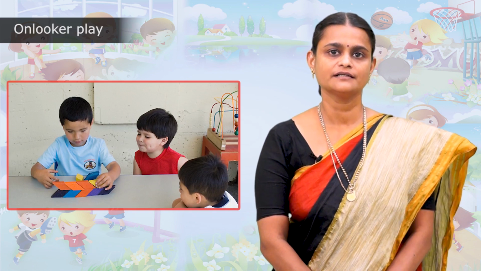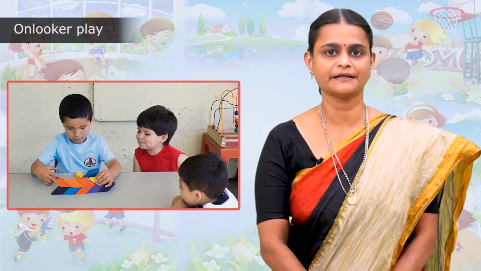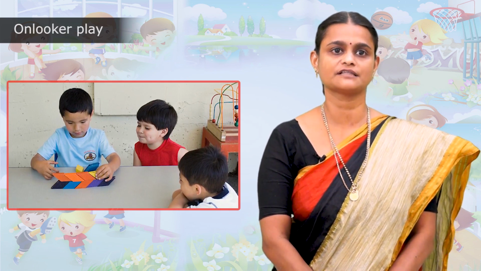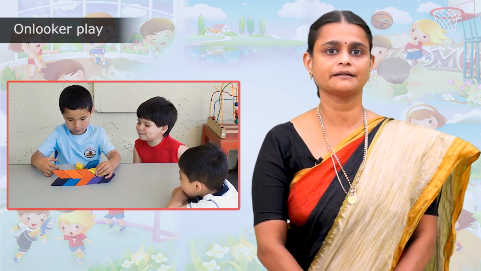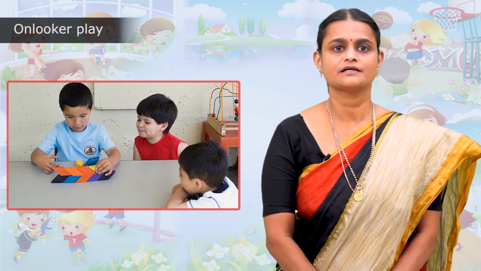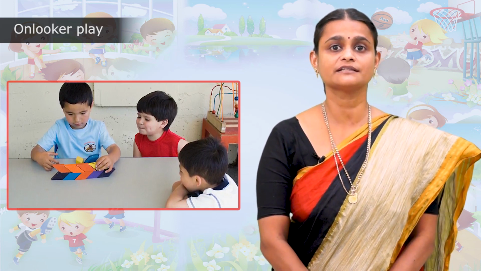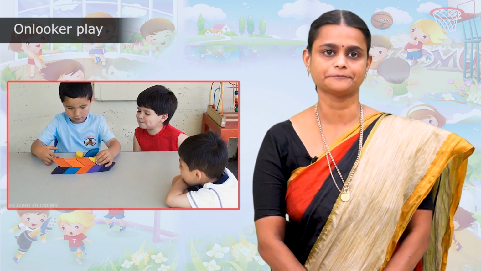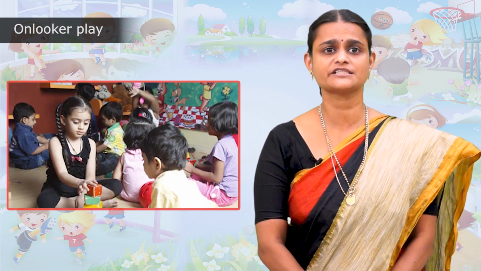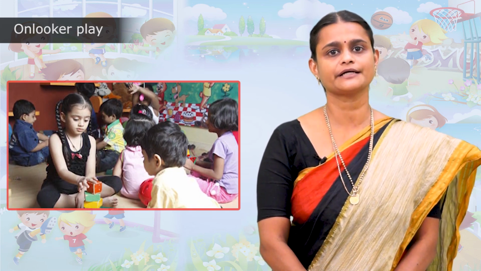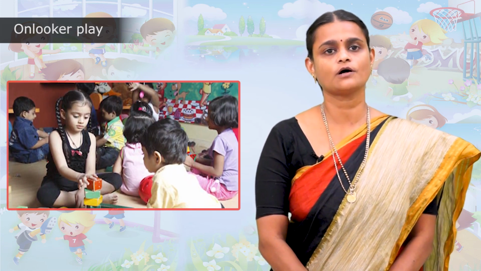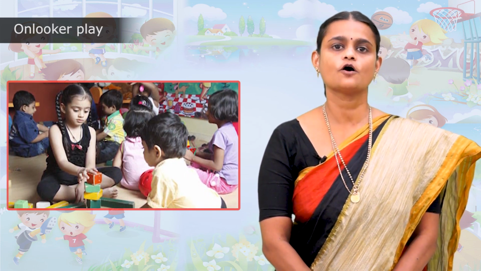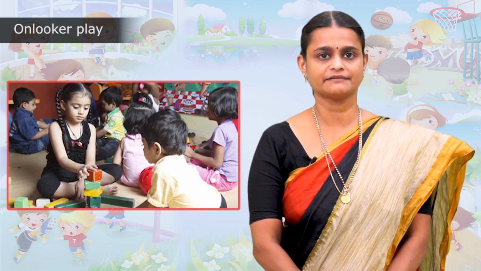This kind of play is also known as spectator play. The child just observes what and how others are playing without disturbing them or joining with them. A child learns a lot by watching other children play, and that forms the active part of this kind of play. Onlookers are mostly children between 2 and 2.5 years. Children involved in such kind of play are found observing another child or group of children in a play activity.